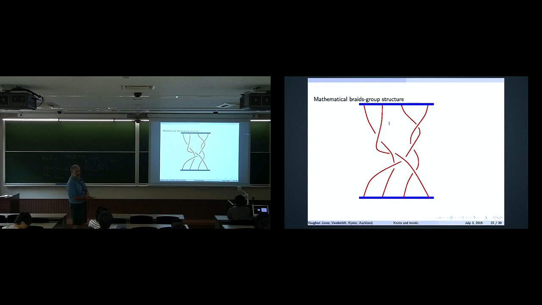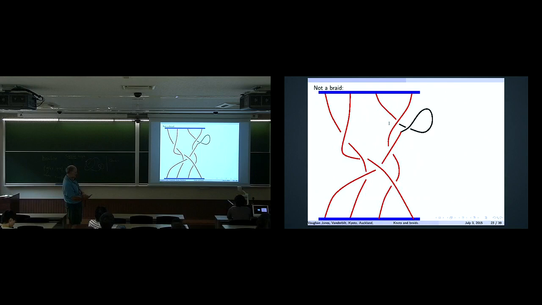So here's what is not a braid. This picture here is not a braid because it has a bad part. Here it's turned around and going down. So that's not allowed in a braid.